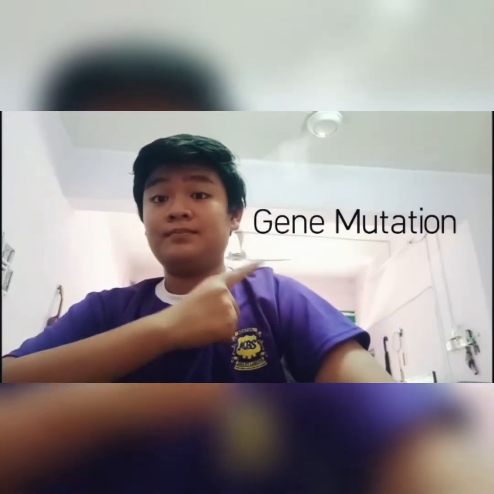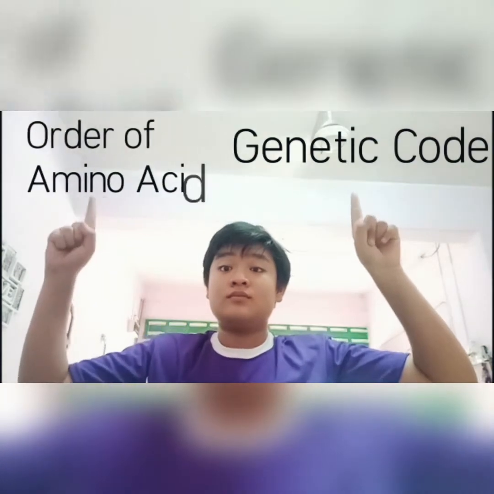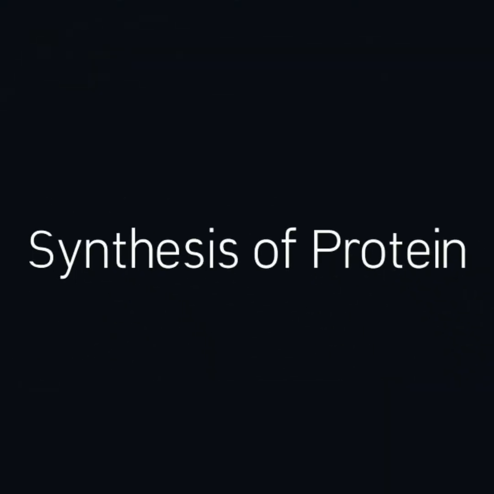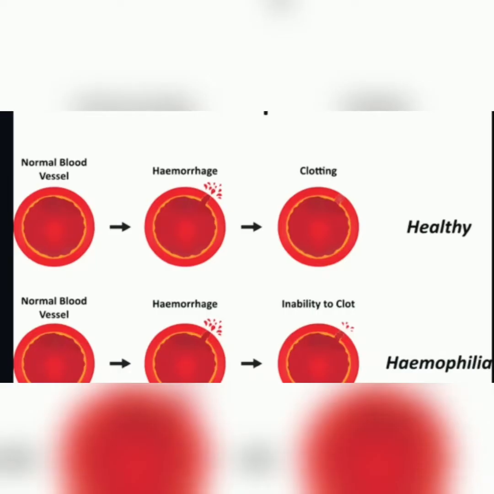Gene mutation involves a chemical change in the structure of the gene. There is an alteration in the base sequence of the DNA, hence changing the genetic code and the order of amino acids for synthesis of protein. Gene mutation causes genetic diseases such as sickle cell anemia, albinism, and hemophilia.